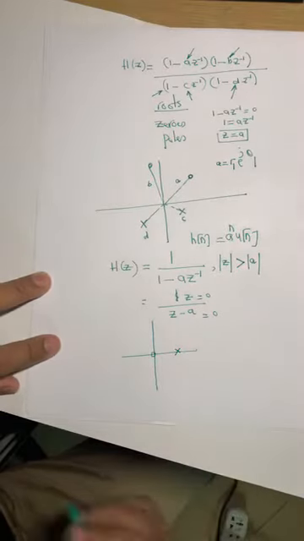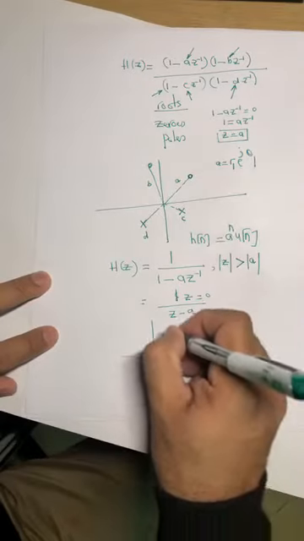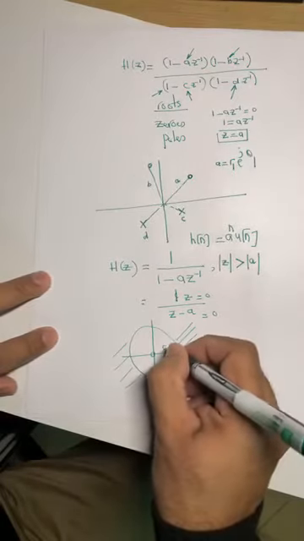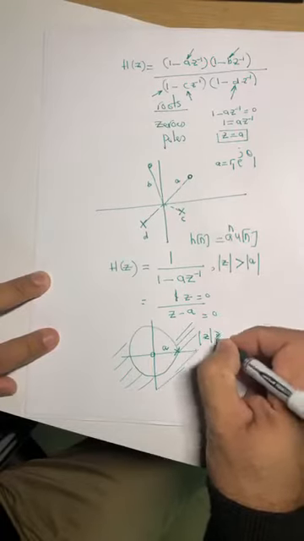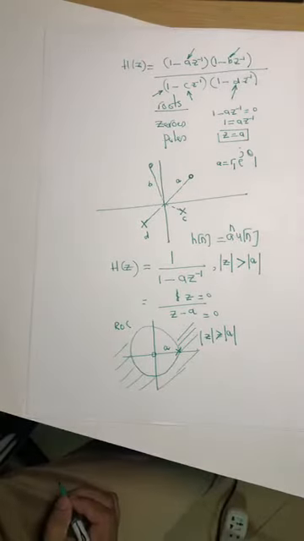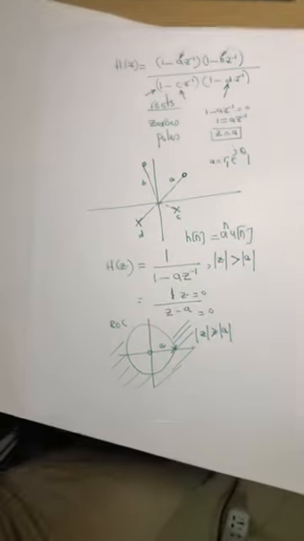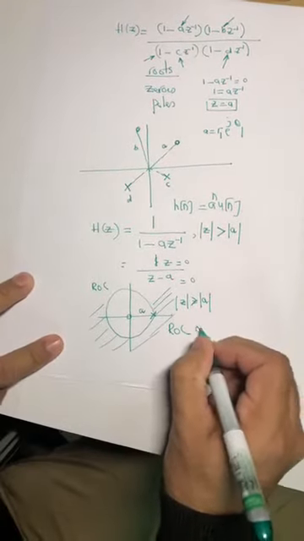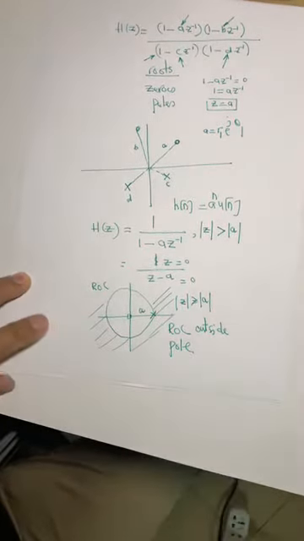Let's say a is here. Okay. And the region of convergence is z magnitude greater than a magnitude. So you plot a circle and this is the region of convergence. This is a. Okay. So the region of convergence we say is outside the pole. So the region of convergence is outside the pole.